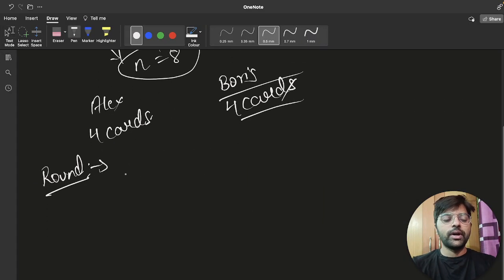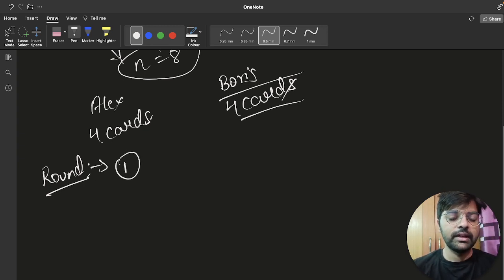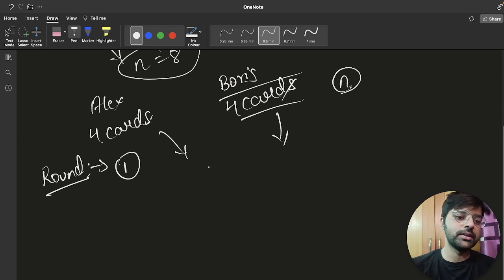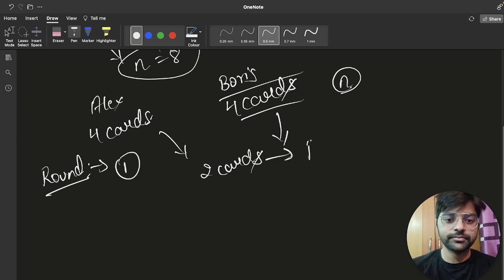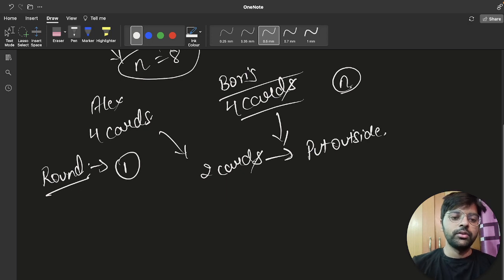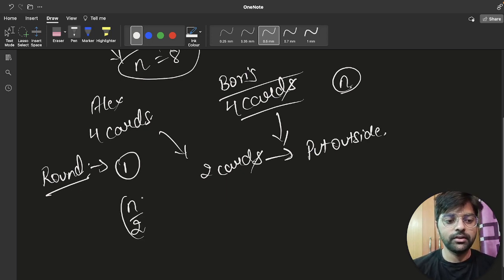So what are the rules given? That there will be multiple rounds. Let's say that there are n cards, and Alex will put one card and Boris will put one card. So in one round, 2 cards will be put outside. Total number of rounds, how many rounds are possible? N by 2 rounds are possible.